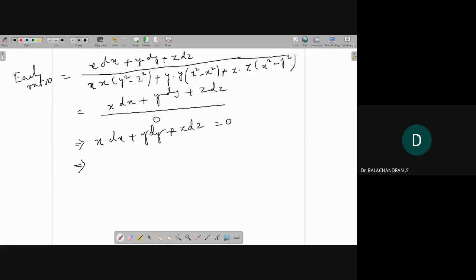If you integrate, we get x square by 2 plus y square by 2 plus z square by 2 equal to some a by 2. So now your first independent solution is x square plus y square plus z square equal to a.